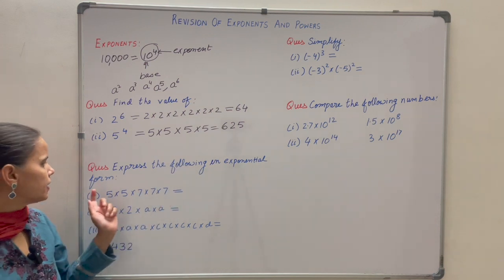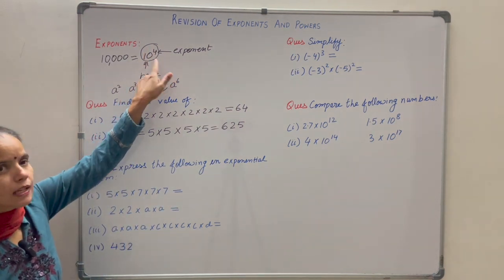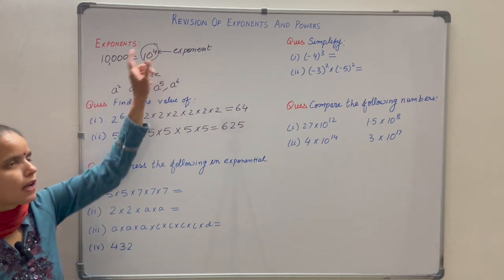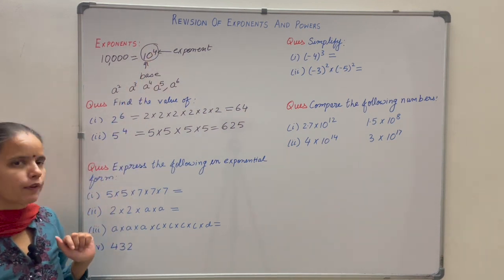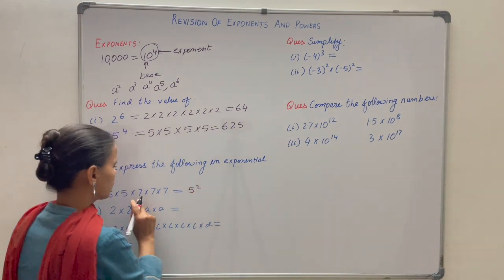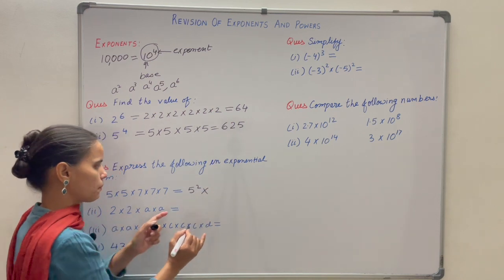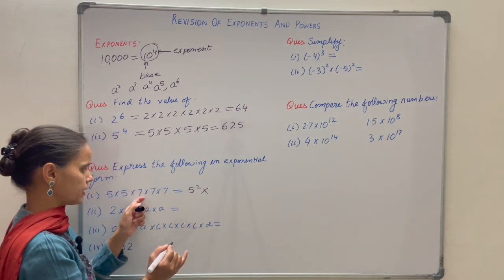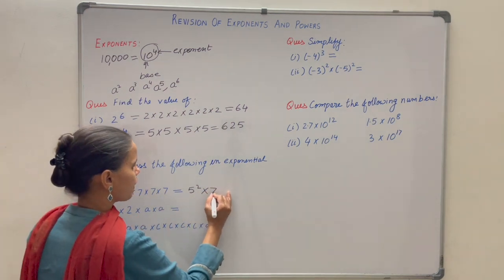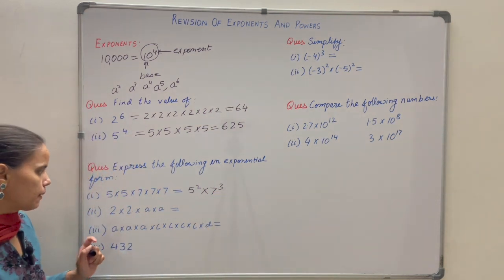Express the following in exponential form. So you have to write like this. This is the exponential form which has a base and a power. So 5 into 5, you can write this as 5 square. 7 is multiplied 3 times. You are multiplying these two numbers, so you have to put a multiplication sign here. So this is 7 cube because 7 is multiplied 3 times.